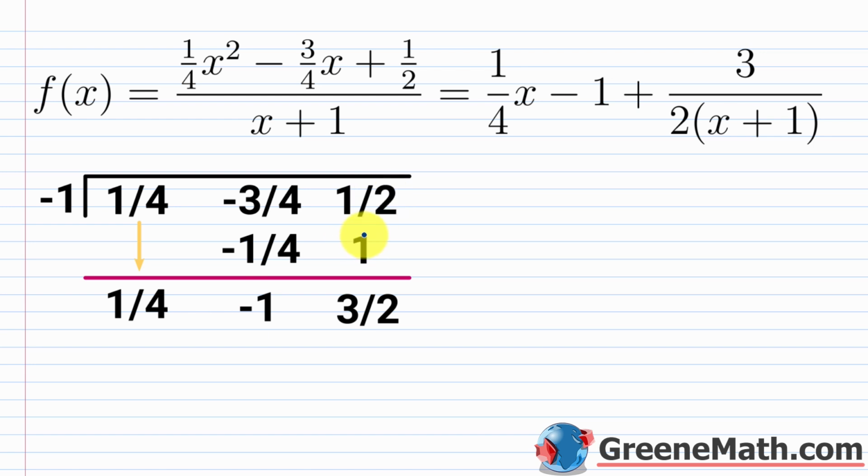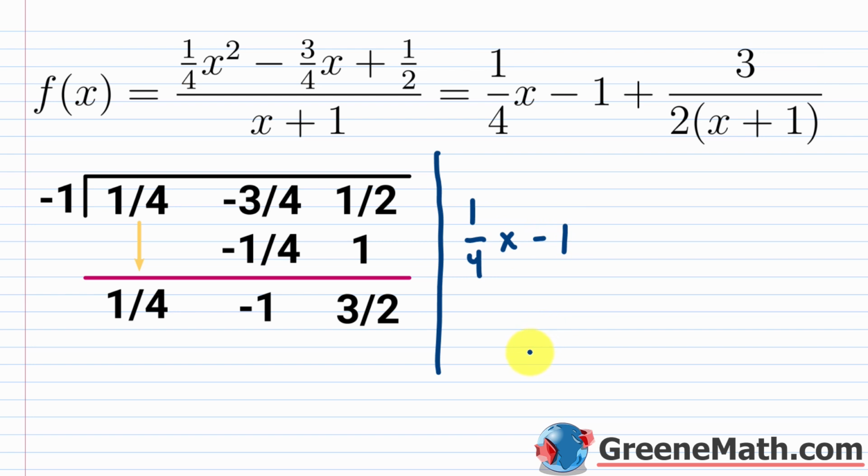And 1/2 plus 1 is 3/2. So the way you write this right here is you take this as the coefficient for, again, you're going to drop this by 1 degree. So if this is x squared, you want x to the first power. So this is just 1/4 x. Then this would be your constant. So let's write minus 1.